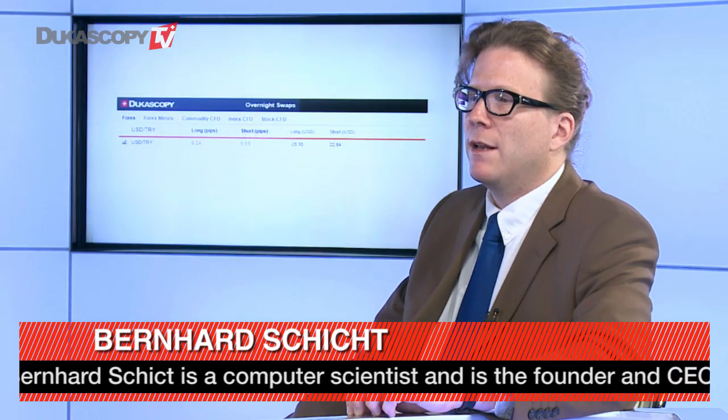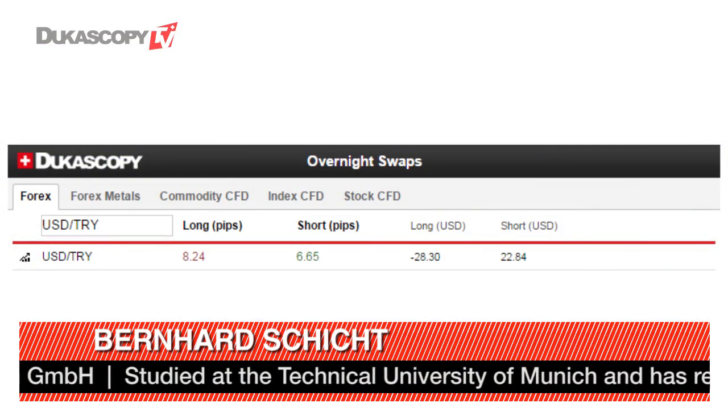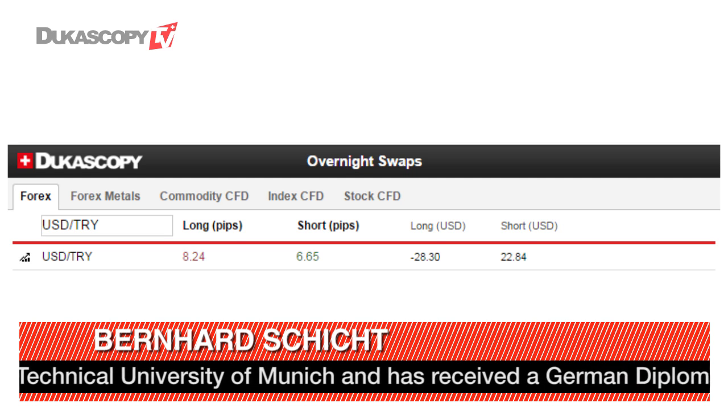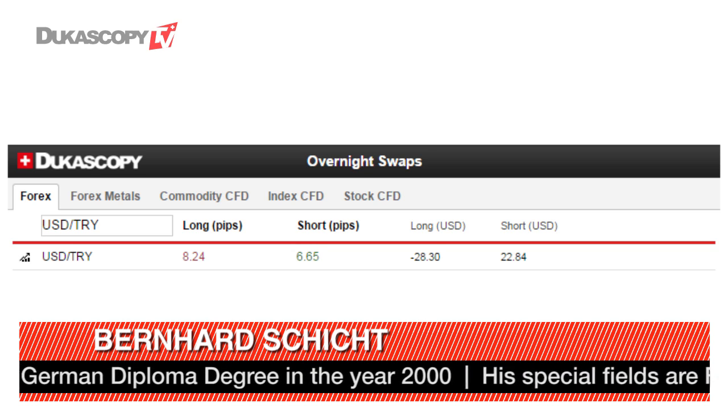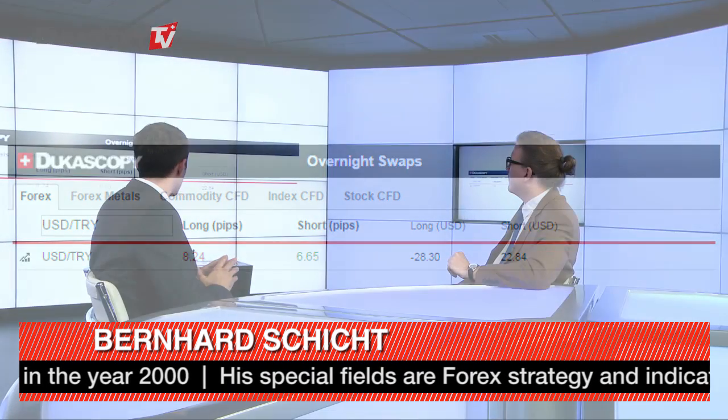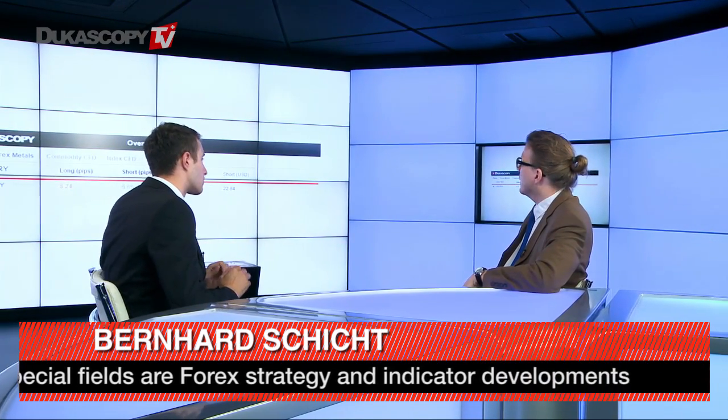How can we find the highest swaps? First, we can look at different currency pairs. Like here we have the US dollar, Turkish lira, and here you can see the swap on the very right side, long US dollar, short US dollar. It's for a specific amount. Here you can see long of your open position. Long, you have to pay a swap, minus 28.3 US dollar, but on short you get $22.84. So it's quite high, and this is one of the best currency pairs going short for getting swaps.